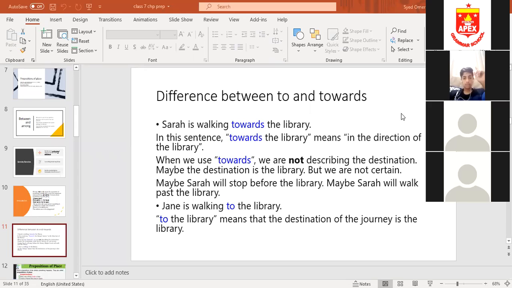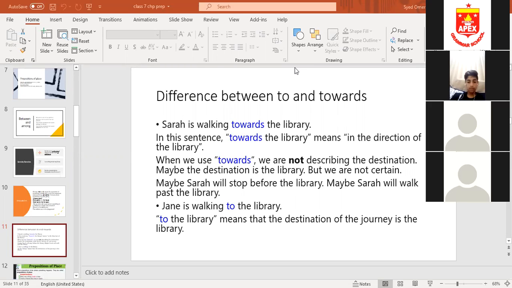Yes, Musaf? Besides means at the side of, whereas besides means in addition to. Yes, beside means at the side of, besides means in addition to.